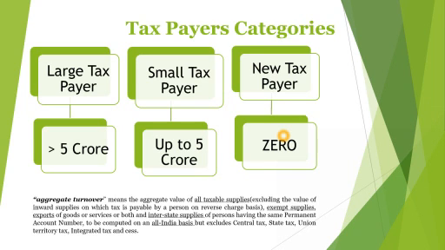The important point to note here is what is aggregate turnover. Aggregate turnover is defined under Section 2 subsection 6 of the CGST Act. This implies the aggregate value of all taxable supplies, exempt supplies, export of goods or services or both, and interstate supplies of persons having the same PAN number. This is computed on an all India basis.